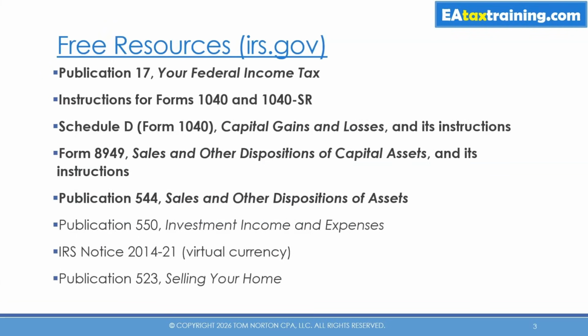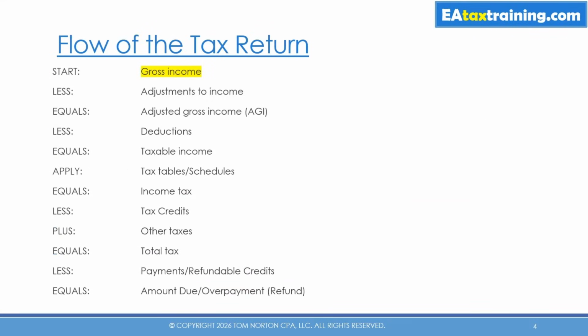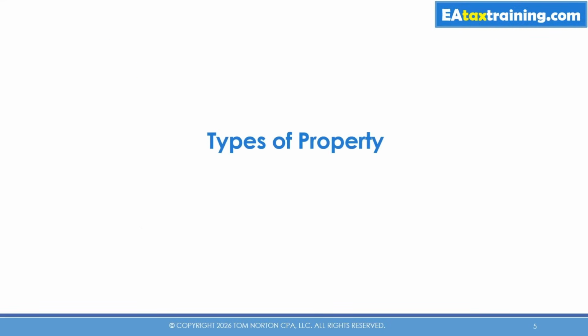Our free resources from irs.gov, the first two you'll recognize from the other videos. For this video in particular, we've got Schedule D and Form 8949 and their instructions. That's where capital gains are actually recorded on the tax return. So it's important that you read those. And then also Publication 544, Sales and Other Dispositions of Assets. On our flow of the tax return, we are still at the very top talking about gross income. So let's get right into our first topic.